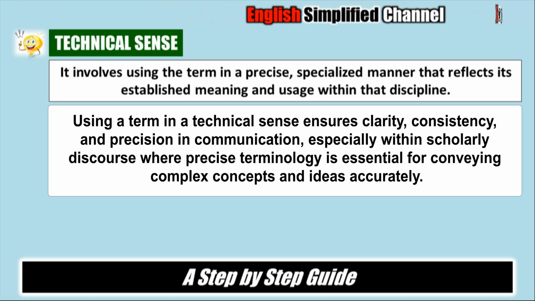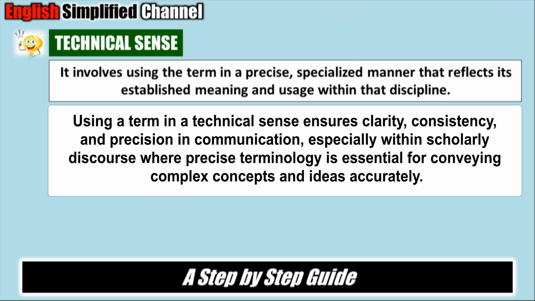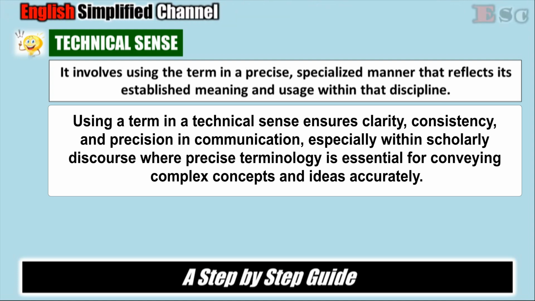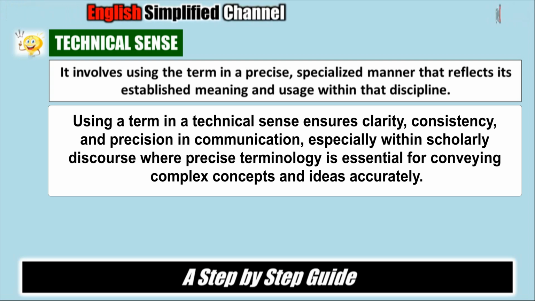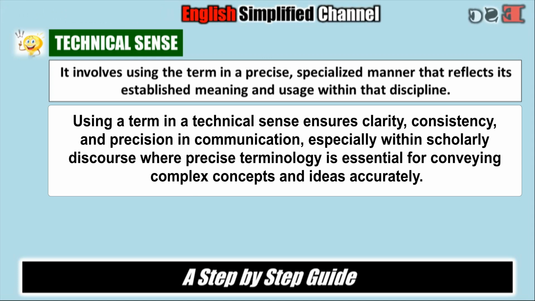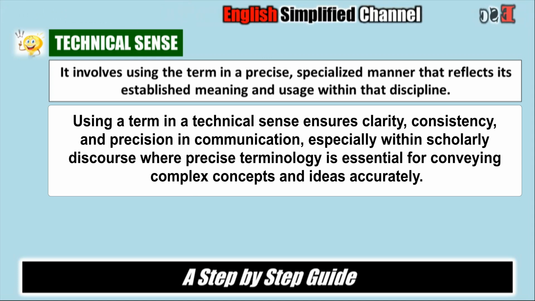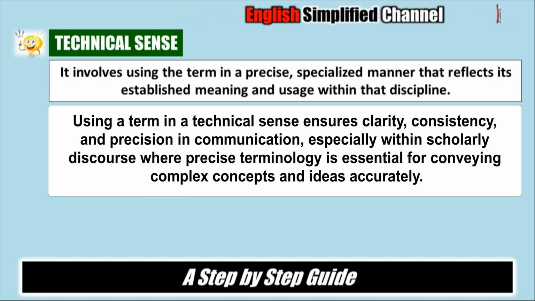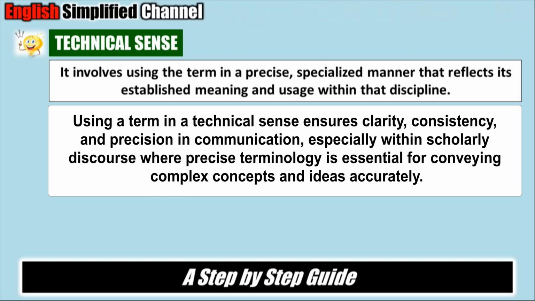Using a term in a technical sense ensures clarity, consistency, and precision in communication, especially within scholarly discourse where precise terminology is essential for conveying complex concepts and ideas accurately. So, when someone mentions using the term research in a technical sense, they are emphasizing the importance of understanding and applying the term according to its defined meaning within the academic or scientific context.